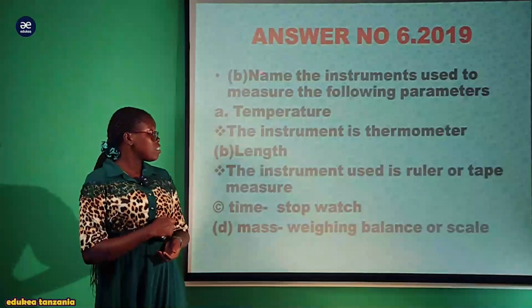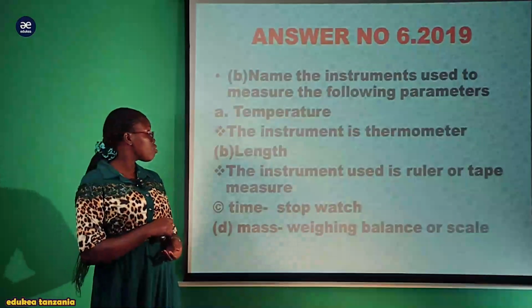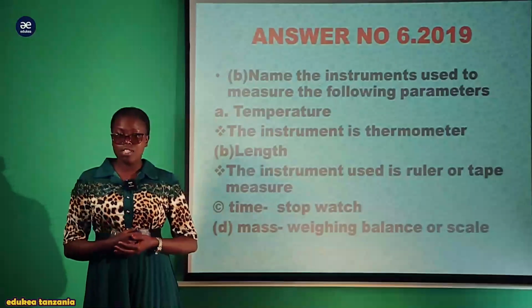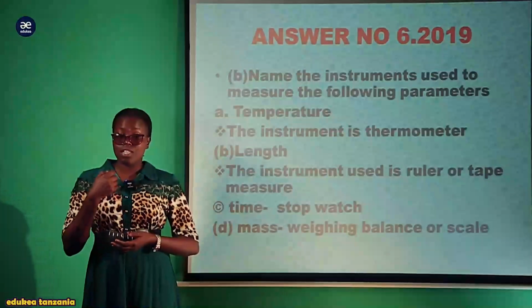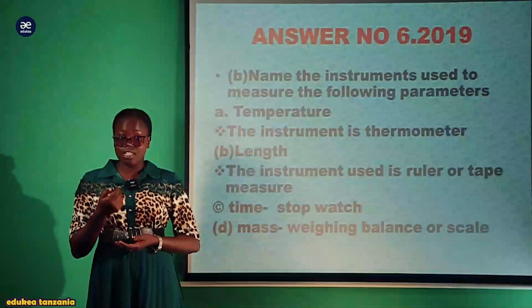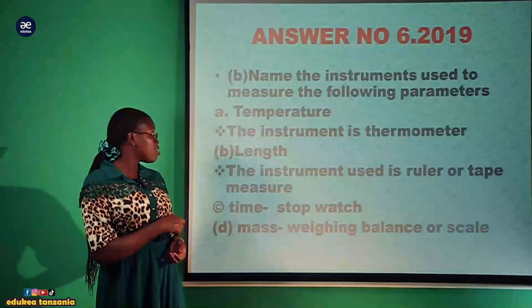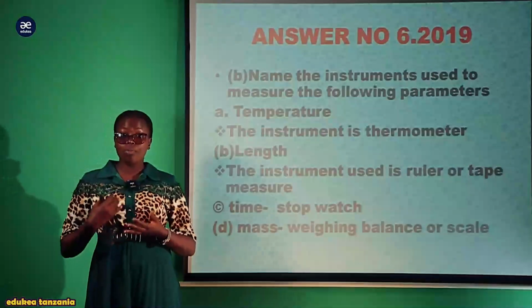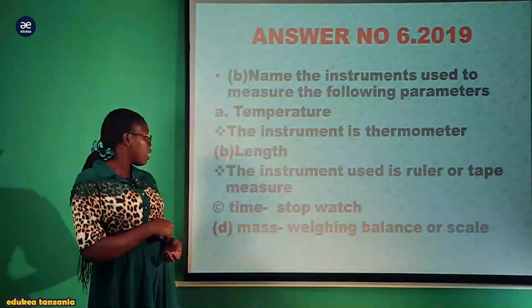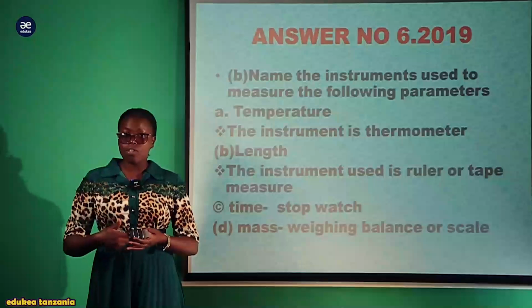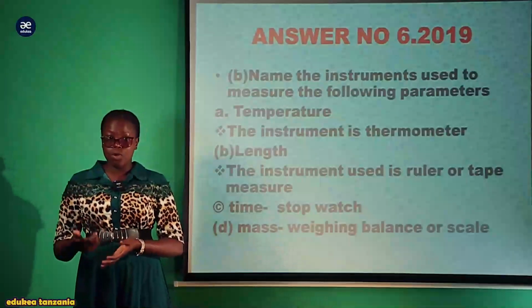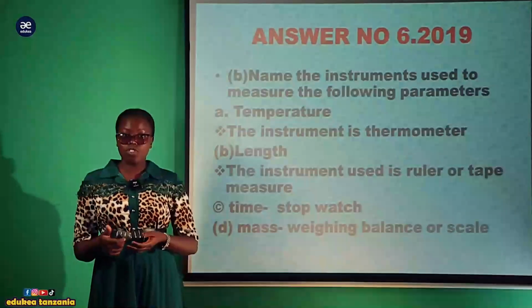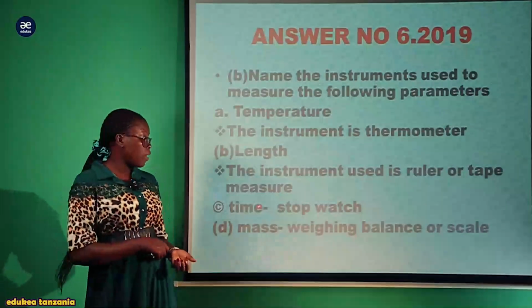Also, question number 6, Roman B, needs you to name the instrument used to measure the following parameters. The first one was temperature. The instrument used to measure temperature is known as the thermometer. And the instrument used to measure length is a meter ruler. Natumia meter ruler katika kupima urefu. Vilevile time, kifaa tunachotumia katika kupima muda ni saa, ambayo ni stopwatch. And the last one, kifaa tunachotumia katika kupima mass ni mizani, or weighing balance or weighing scale.